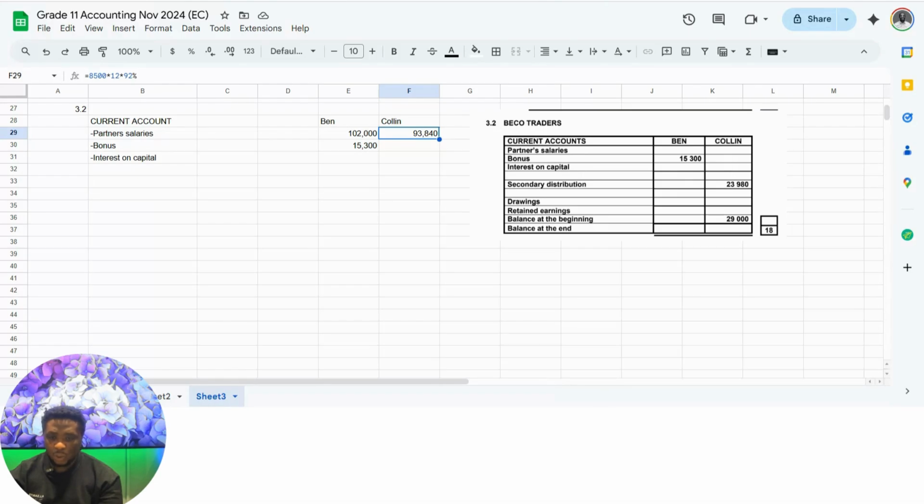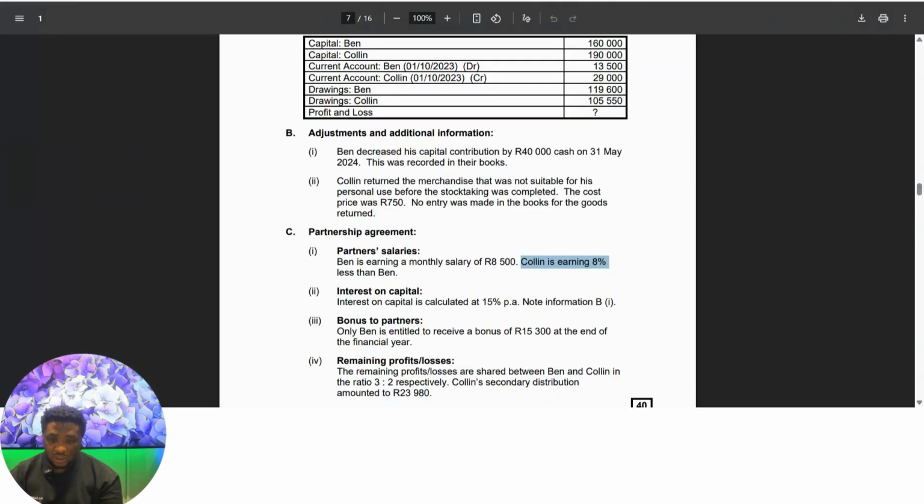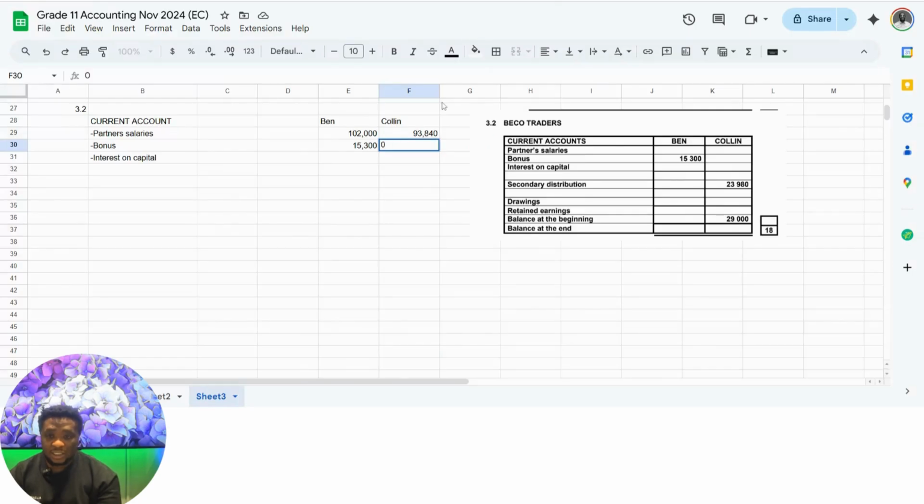Next, we've got the bonuses. It says only Ben is entitled to receive a bonus of 15,300 at the end of the financial year. So only one person is entitled to a bonus, and we can just as well put 0 in there for the bonus of the other partner.